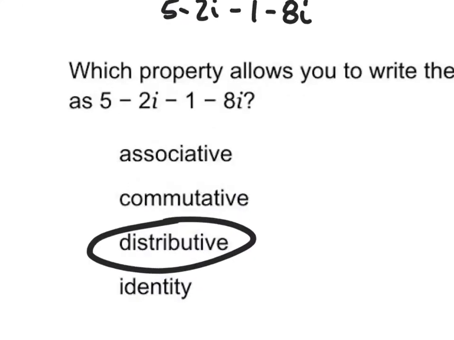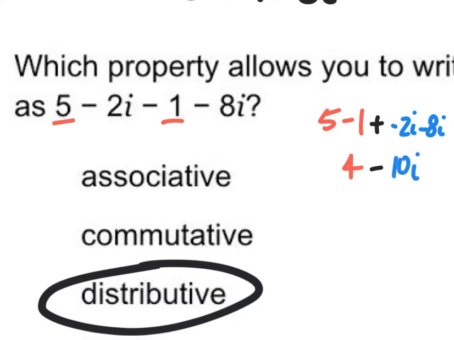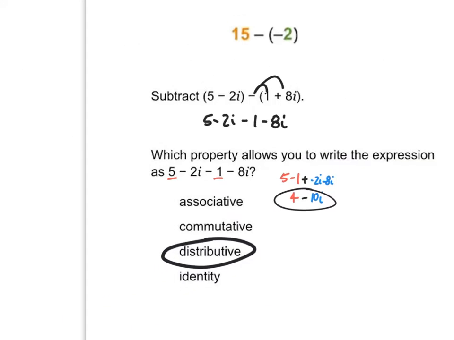And so then if I come back in here and I combine my like terms, 5 and negative 1, so if I've got 5 minus 1, and then plus negative 2i minus 8i, 5 minus 1 is just going to give us 4, and then plus, I don't need to do plus. Let's do minus 10i, okay? And that's the answer, all right? And that's what we're looking for, okay?